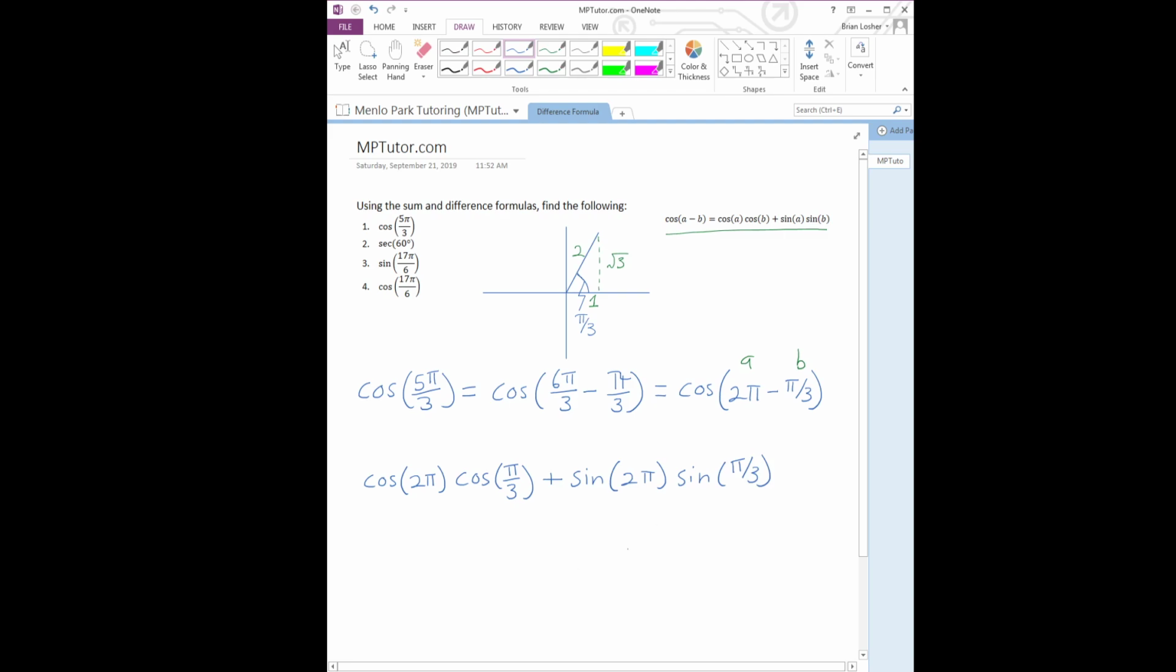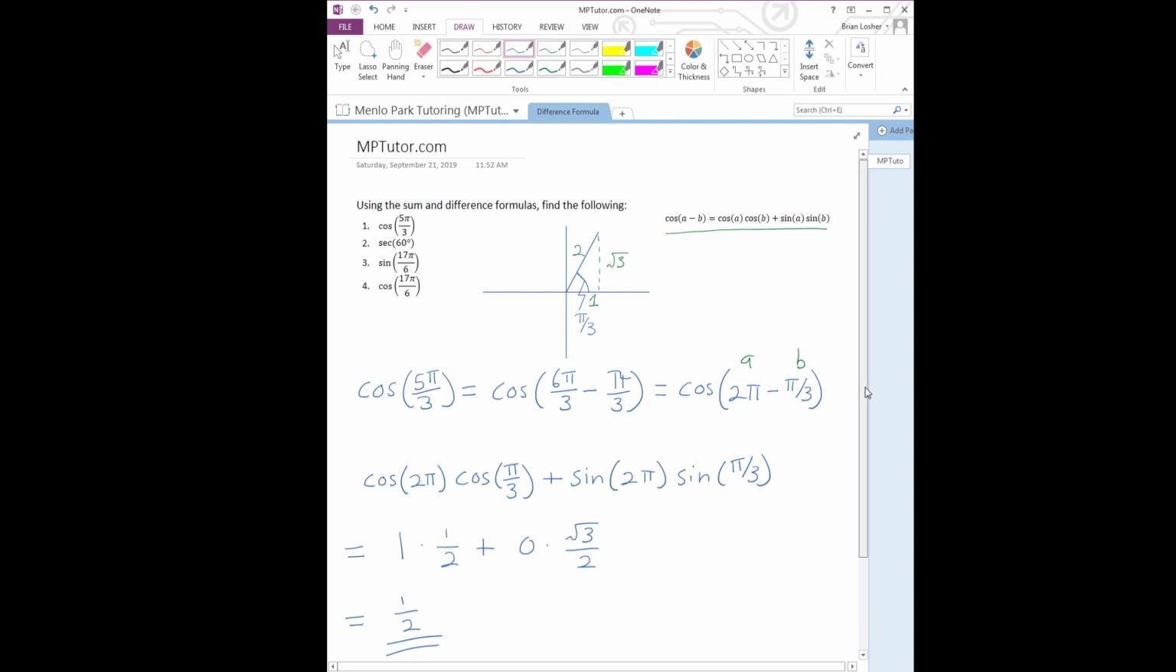Like I said, we know all the values of these trig functions. So cosine of 2 pi is 1 times cosine of pi over 3, which by our right triangle up here is the adjacent over the hypotenuse, which is 1/2, plus sine of 2 pi, which is 0, times sine of pi over 3, which is opposite over hypotenuse, which gives us root 3 over 2. Simplify, you have 1 times 1/2, which is 1/2, and 0 times anything is 0, sorry. That gives us 1/2 as our answer.